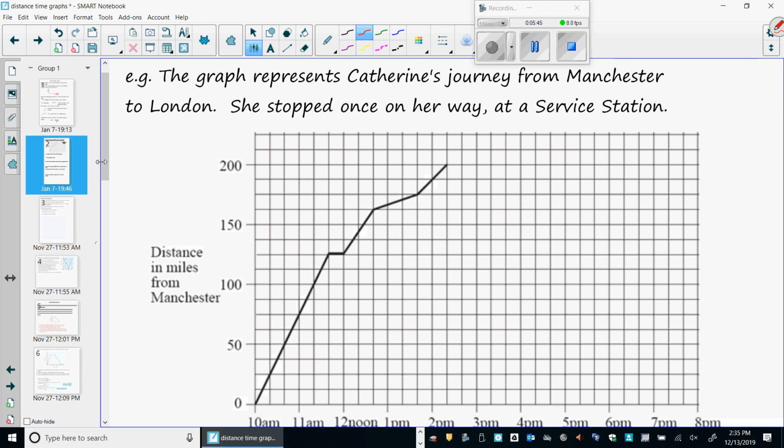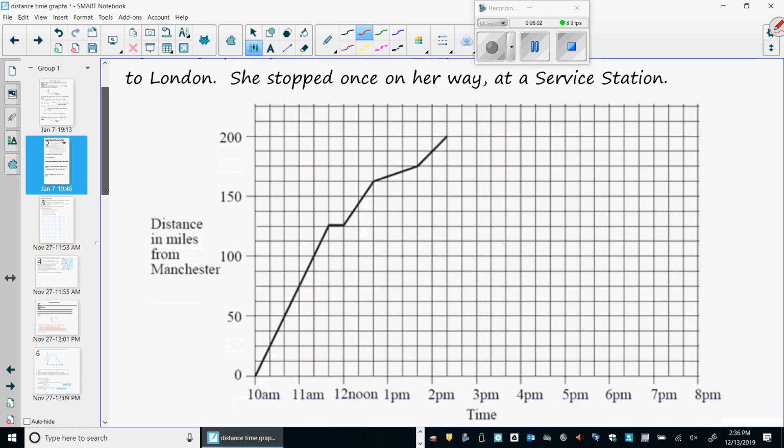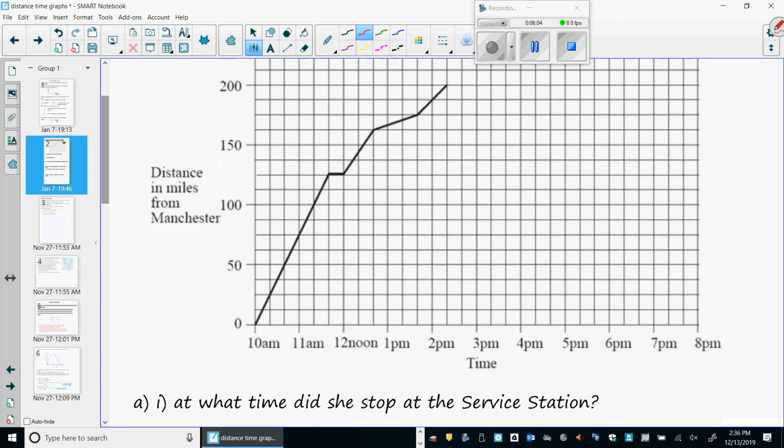There we go. So this could be, is her name Catherine? Maybe she was travelling from London to Manchester, to see him at the service station. The service station is a rest stop where you can get gas, food and snacks along the motorway or the highway. All right, so this axis here says the distance in miles from Manchester.